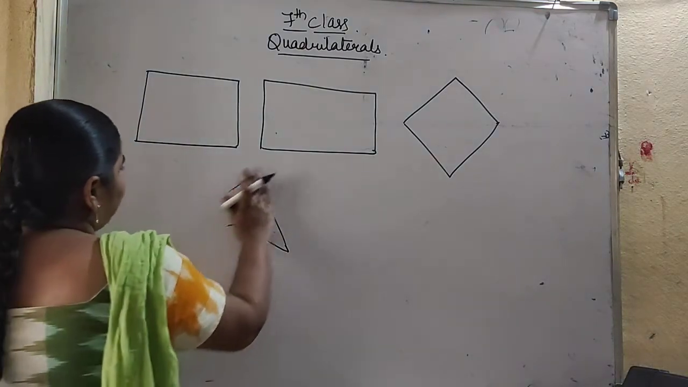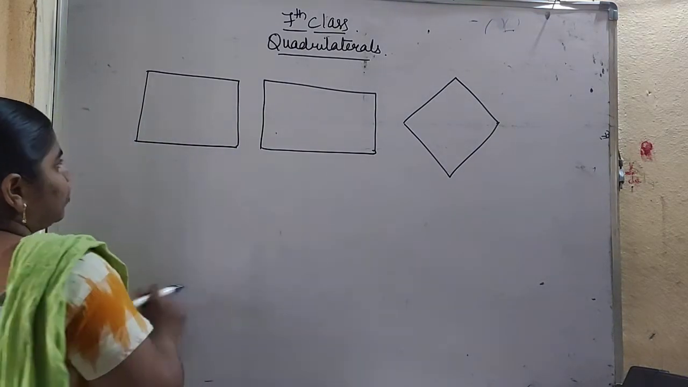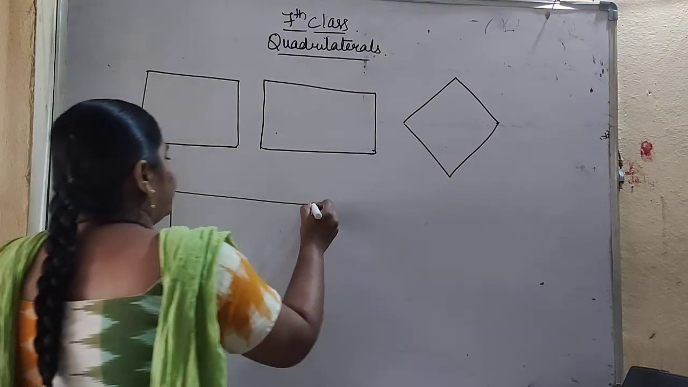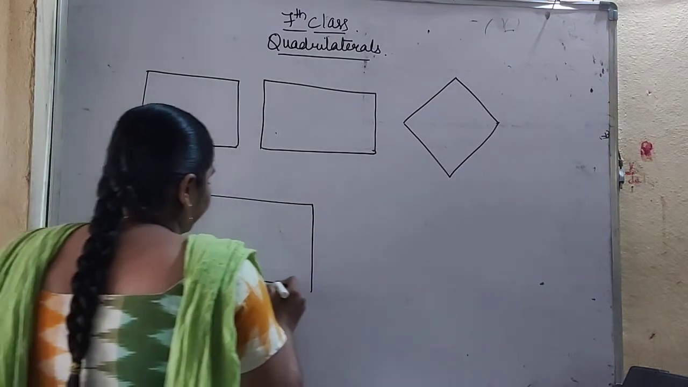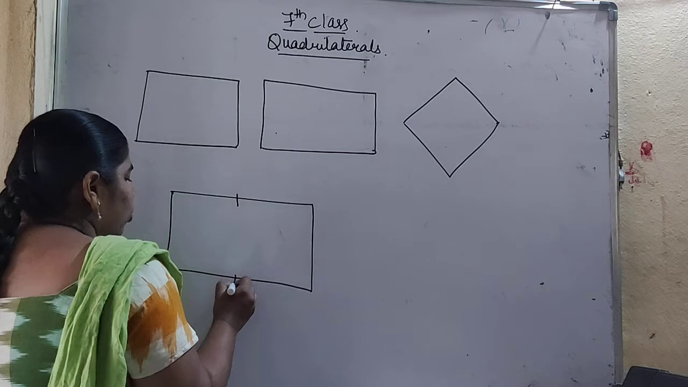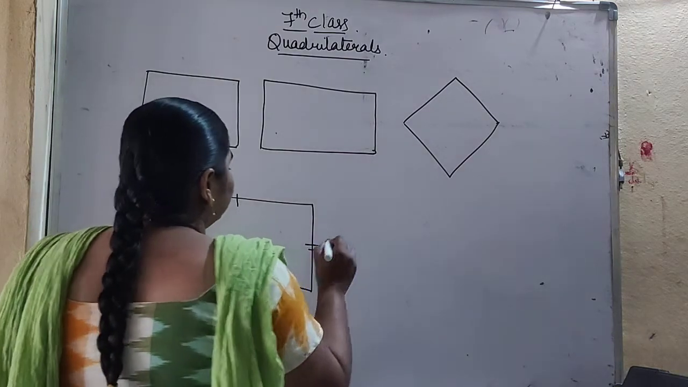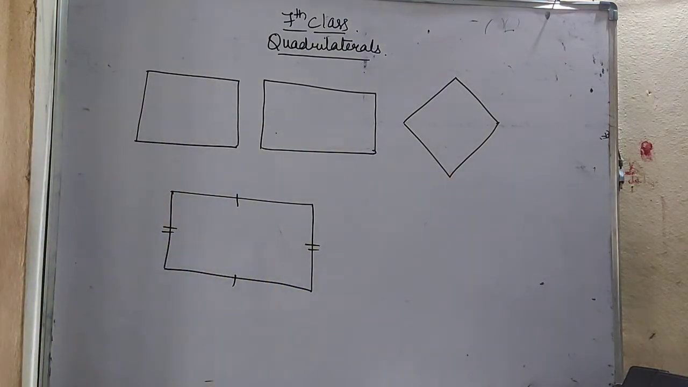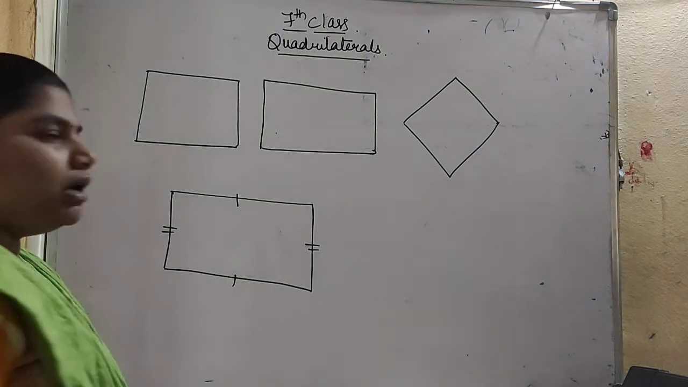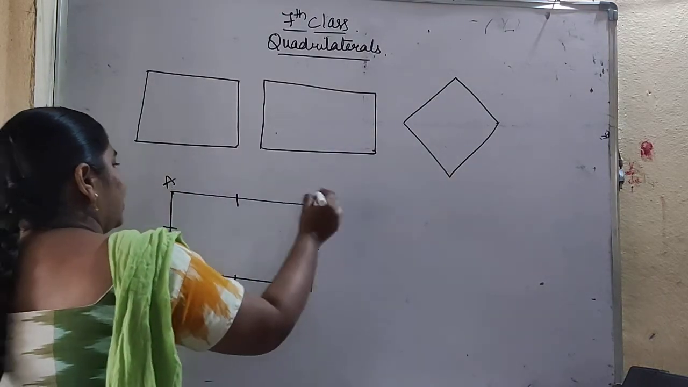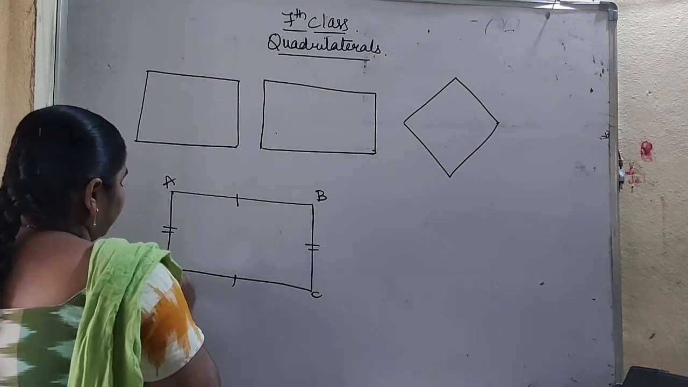Now what are the parts of the quadrilateral? We will see. Suppose I am taking a rectangle. We know that in a rectangle opposite sides are equal. So what are the parts in this quadrilateral? I am naming it A, B, C, D.